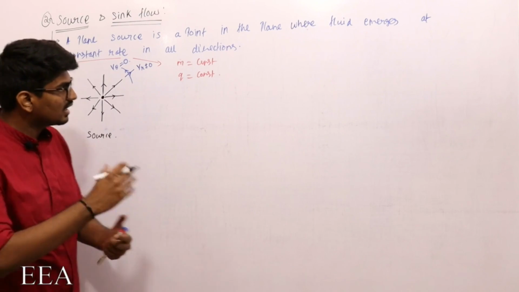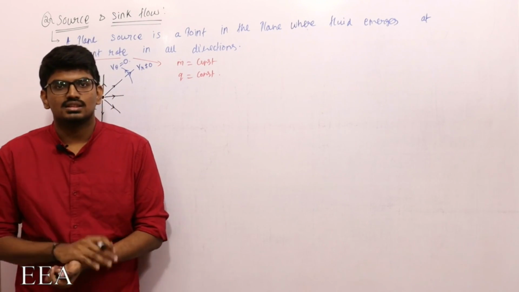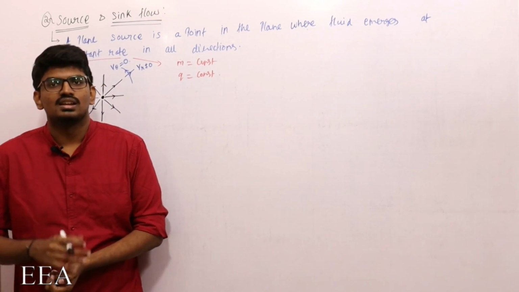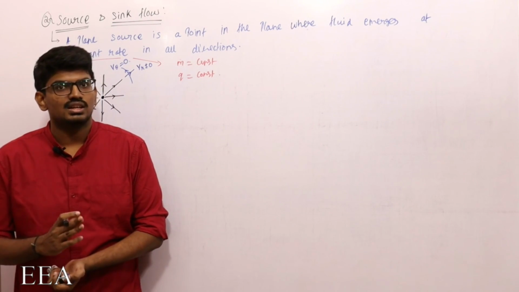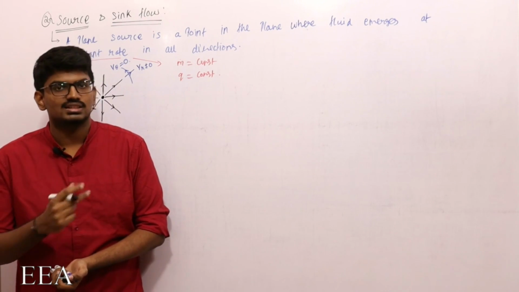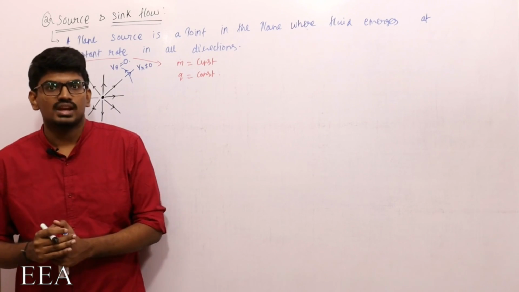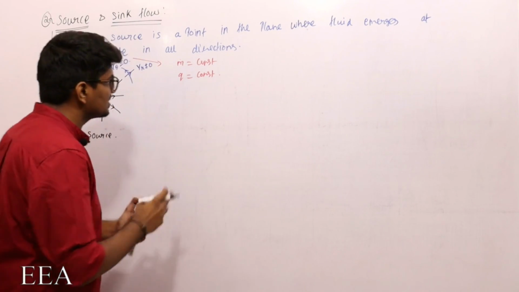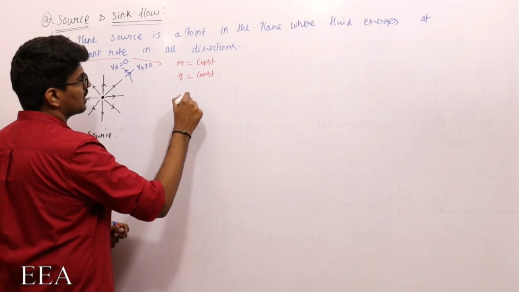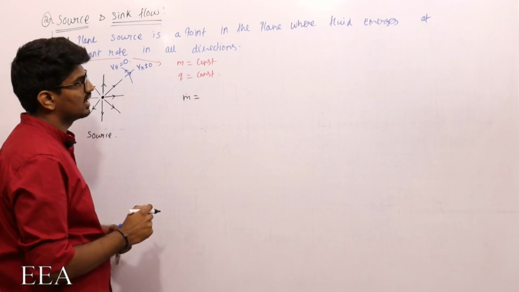So to start with, before entering into our streamlines and velocity potential lines, let us understand 3 important factors, or 3 important terms, in source and sink. The first term is mass flow rate. So how do we define or write the formula for mass flow rate here?